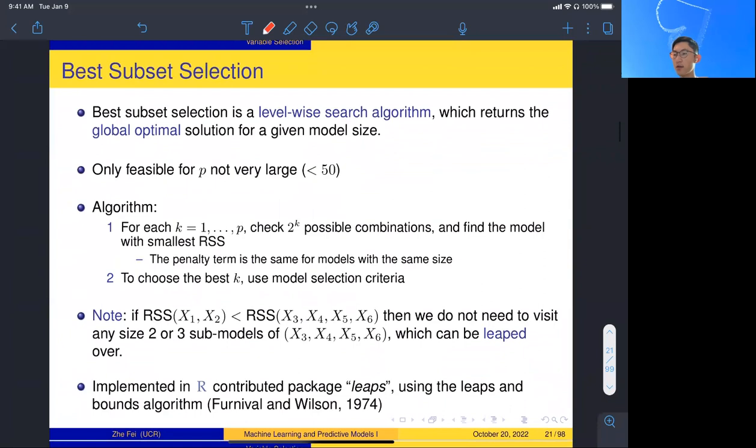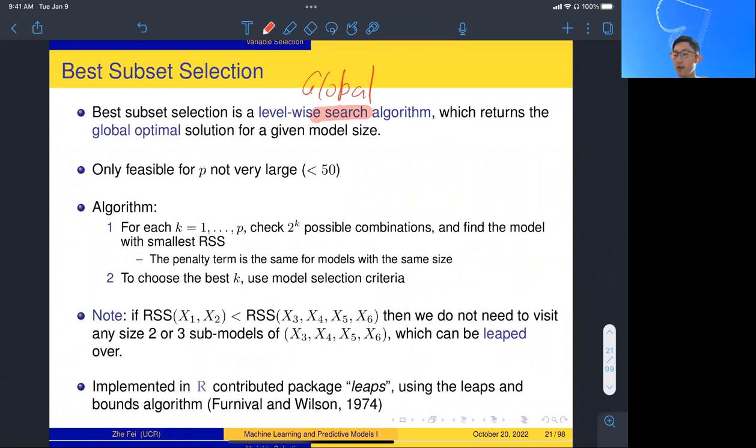And on the other hand, as I mentioned, a more global variable selection method is so-called best subset selection. It is a global search, where we want to find the global optimal solution for a given model size. And immediately, we will see that because this search is global, it's not feasible when P is too large.